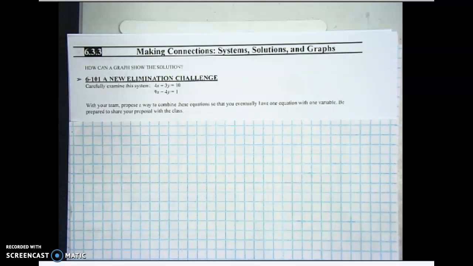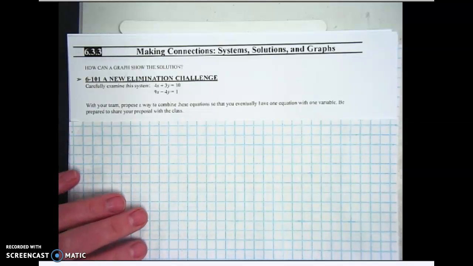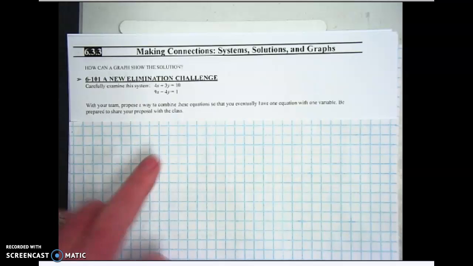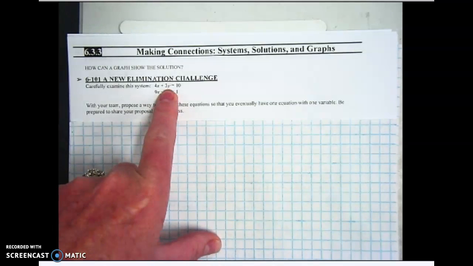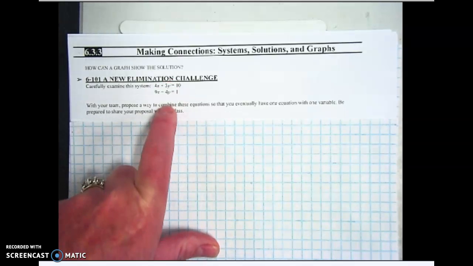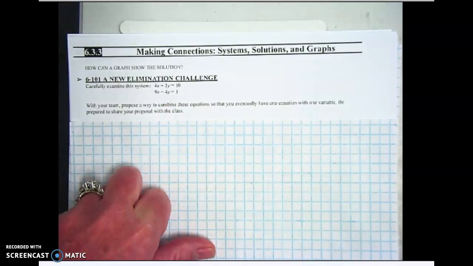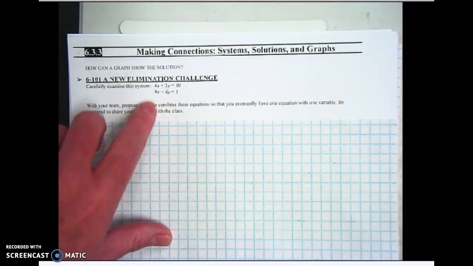Yes? We can multiply one of the equations by 4 or 3. Okay. So which one would you multiply by 4? The first one. If you multiply the top one by 4 and the bottom one by 3, then your y variables will have opposite coefficients and you'll be able to eliminate. So that's one way. What if we wanted to eliminate the x term?